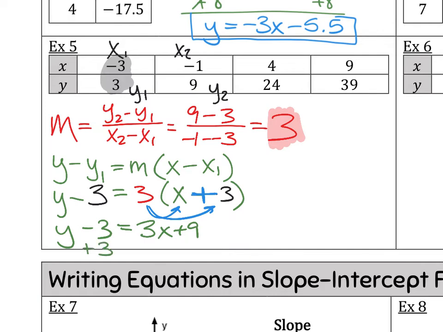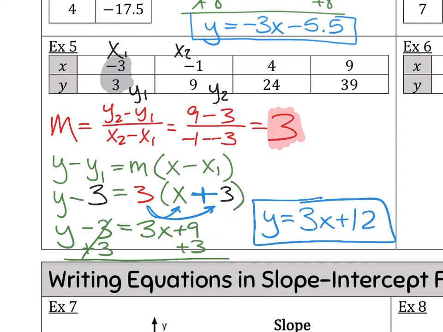Take away the negative by adding. And I make sure I add it with its like term. This would end up being y equal to 3x plus 12. Now, I'm not 1,000% sure I'm done with this until I check it on Desmos.